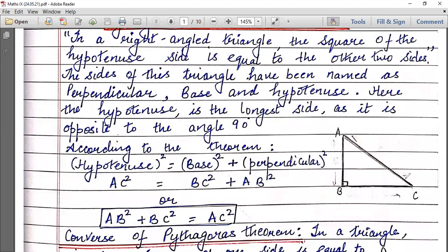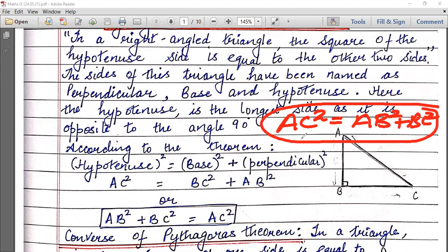Now, children, suppose in this triangle ABC, angle B is 90°. So according to the Pythagoras theorem, the hypotenuse, that is AC square, is always equal to the sum of the squares of the two sides, perpendicular and base. So here you can say that it is AB square plus BC square. I repeat, here hypotenuse is AC, so you can write AC square equals AB square plus BC square. Children, this is your Pythagoras theorem. This is a relation between the three sides of a right angled triangle.